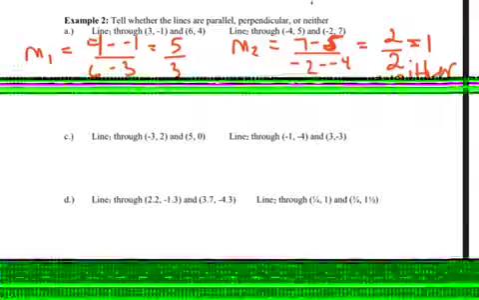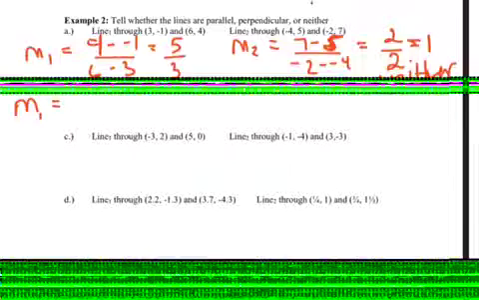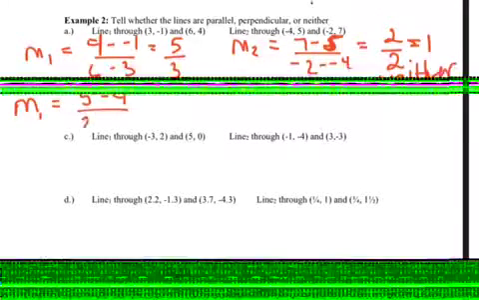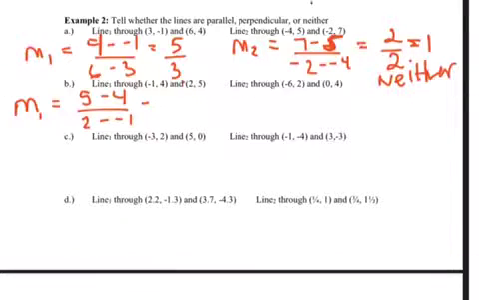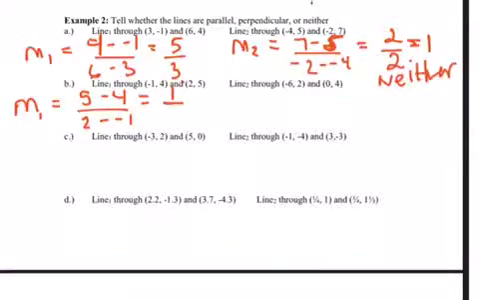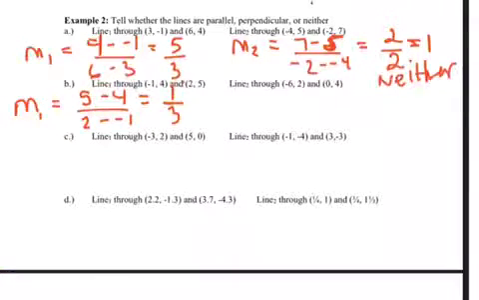The next one, we're going to do the exact same thing. Okay, y2, 5 minus 4 over 2 minus -1. So I get 1/3. So again, if the two lines are parallel, I should get a slope of 1/3. If they are perpendicular, I should get a slope of -3/1, which is just -3. So let's check.